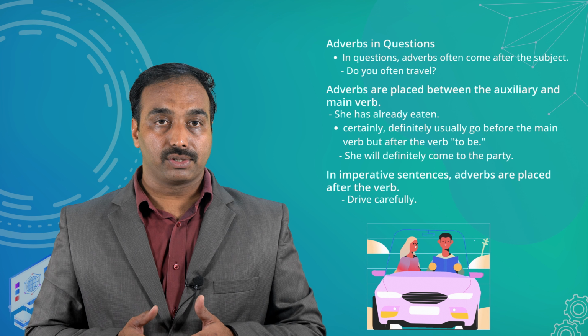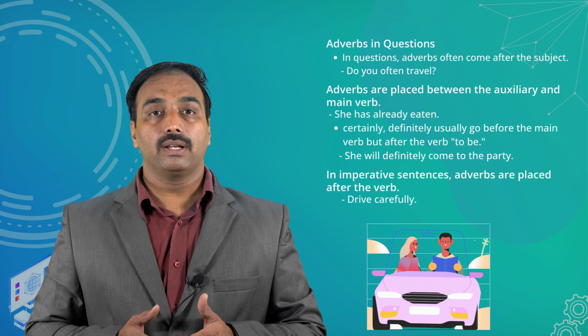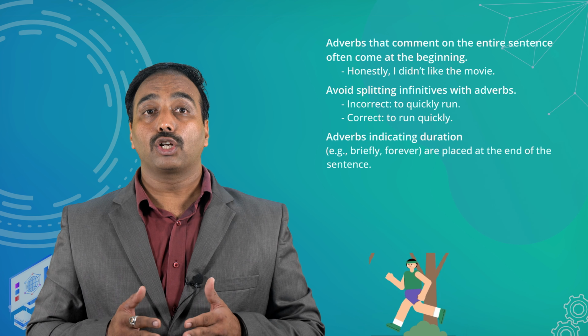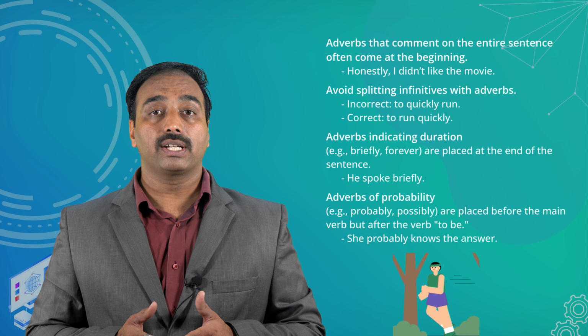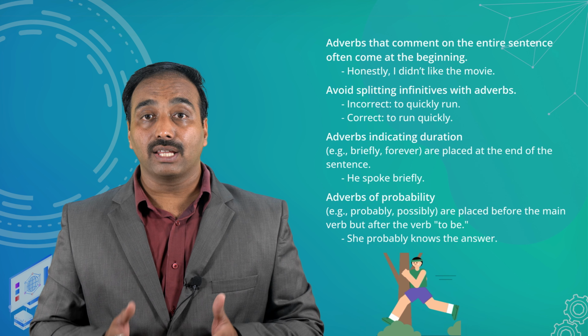Adverbs with imperatives. In imperative sentences, adverbs are placed after the verb. Example: drive carefully. Adverbs of comment. Adverbs that comment on the entire sentence often come at the beginning. Example: honestly, I didn't like the movie.